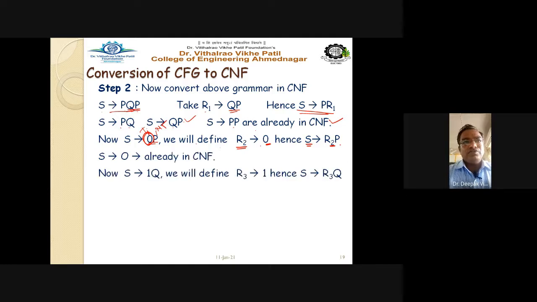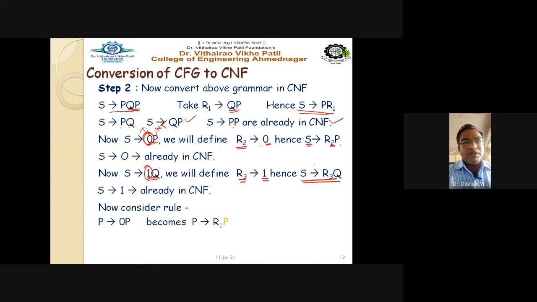Now consider this rule, S gives 1Q. This is not in a normal form. So what we do here is assign one new non-terminal for the terminal 1. Assign R3, which produces terminal 1. So the rule becomes S gives R3Q, which is in CNF format. S tends to 1 is already in CNF. Now consider the next rules.